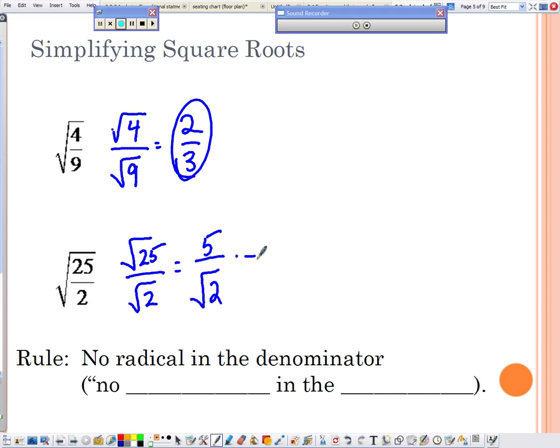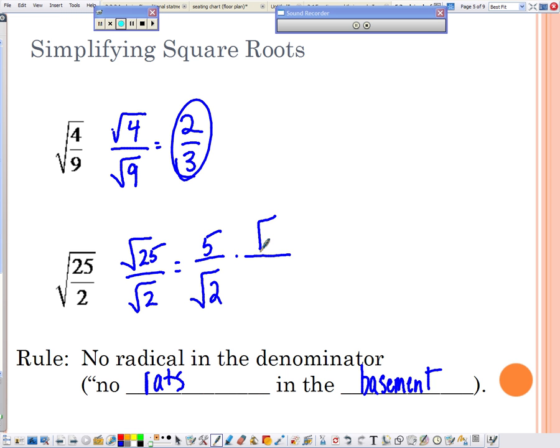So what I have to do is what's called rationalize the fraction. And all that means is I need to get the radical out of the bottom. Okay, we can have no radicals in the denominator. An easy way to remember this is no rats in the basement. Okay, basement being the bottom. Okay, so no rats in the basement.